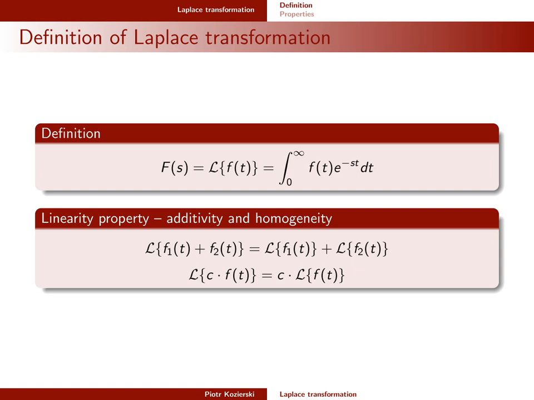However, we will only use the definition in the first two tasks, and in the subsequent ones we will use the properties of the Laplace transformation. The basic property is linearity, that is, the transform of a sum is equal to the sum of the transforms, and if the function is multiplied by a constant, then this constant can be pulled out before the transformation. And at this stage, I would like to draw your attention to the nomenclature. Transformation is an operation, and the transform is the result of that operation.